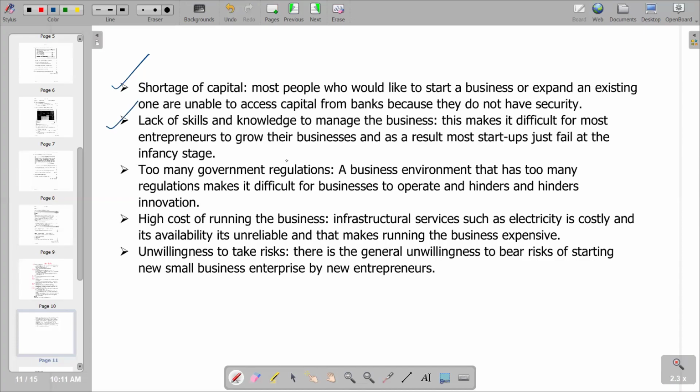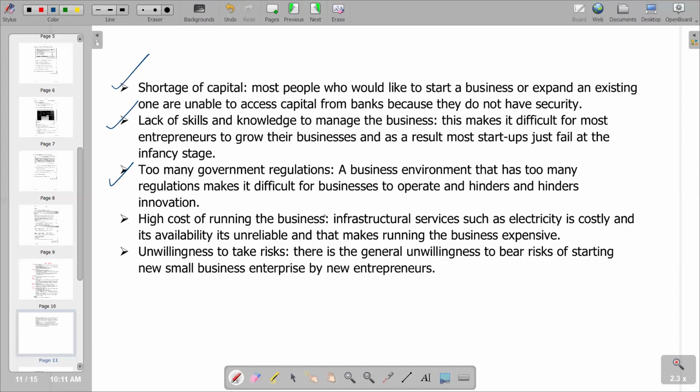But the third point is saying too many government regulations. Government regulations also act as a blockage to small businesses. So it becomes a challenge. A business environment that has too many regulations makes it difficult for businesses to operate and hinders innovation. So basically, this is what we have.